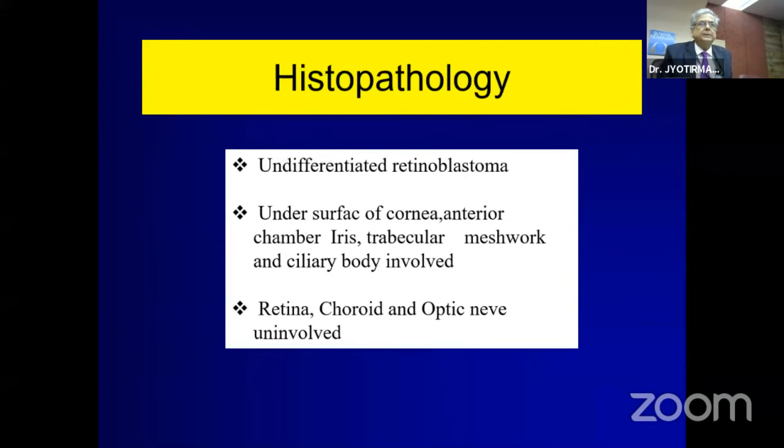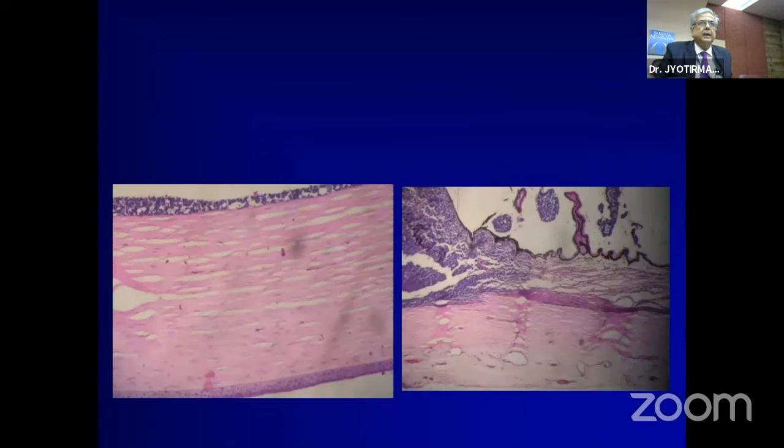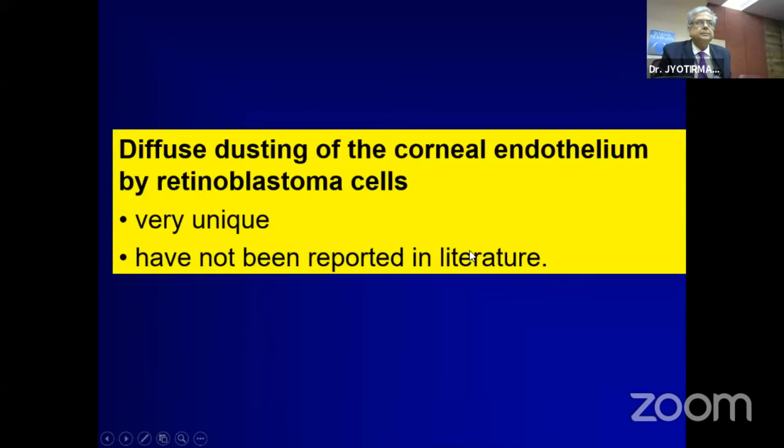and we were correct. It was an undifferentiated retinoblastoma, and the undersurface of the cornea, anterior chamber, iris, trabecular meshwork, and ciliary body were involved. Retina, choroid and optic nerve were not involved. You can see this is the cornea, and you can see the posterior surface of the cornea is studded with tumor cells, and you can see the tumor cells in the anterior chamber as well as the ciliary body involvement.